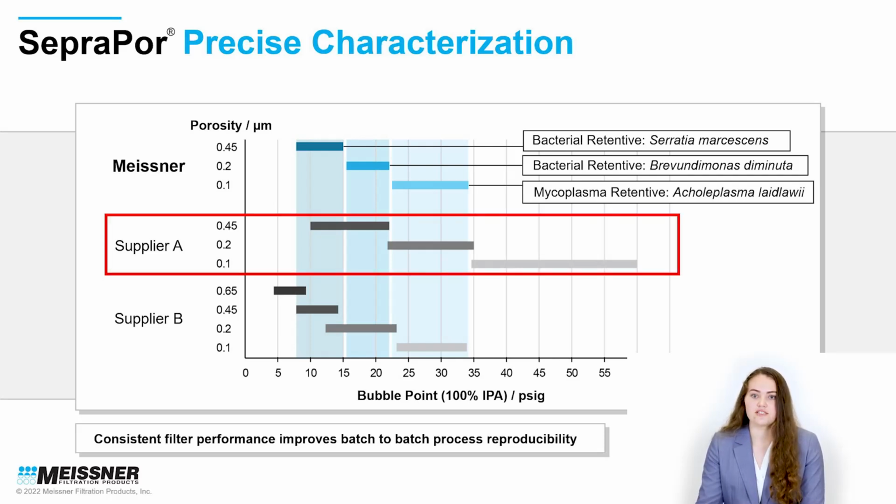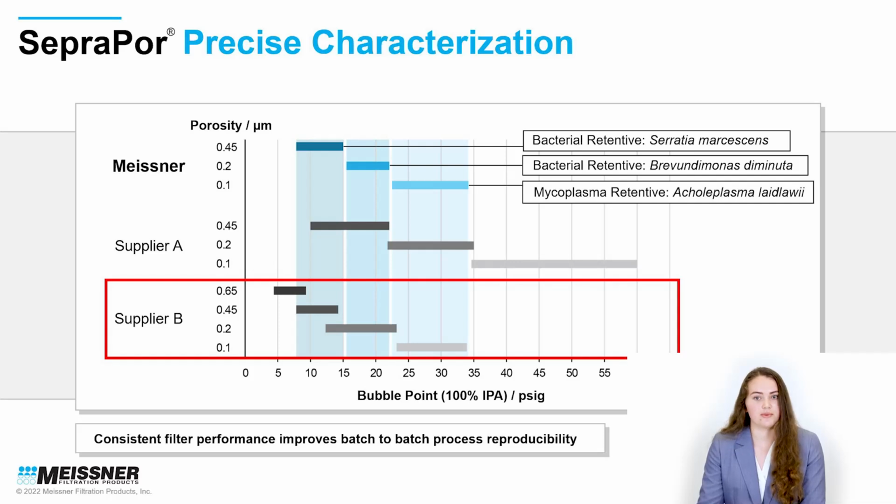Looking at this graph, supplier A has comparatively wide bubble point ranges for each porosity rating, which implies a broad range of filtration performance for a given porosity. In application, this would make reproducibility in your process a challenge. In addition, as bubble point values increase, flux decreases. So for an application that requires a 0.1 micron porosity membrane, you would expect to see the lowest flux and least efficiency from supplier A.